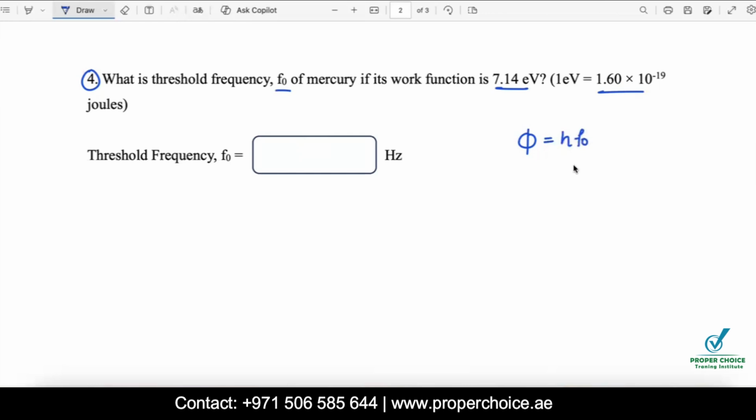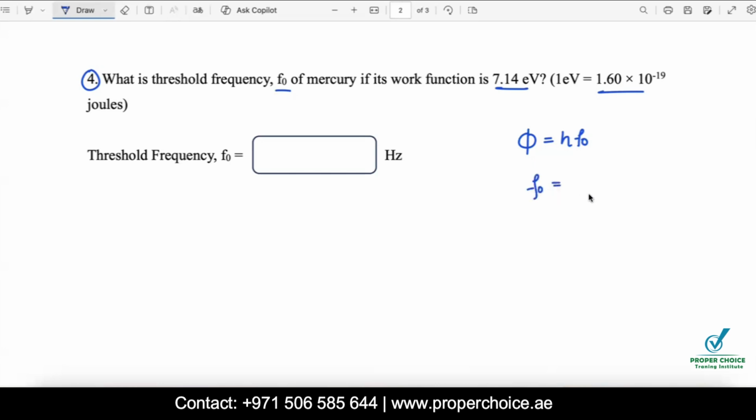Threshold frequency is again the minimum frequency the light falling on the metal surface should have. If the frequency of the light is lesser than the threshold one, the electron will not be ejected, because energy is directly proportional to the frequency. Greater the frequency, higher the value of energy, because h is a constant. So if the work function is given, they're asking you for the minimum frequency. Minimum frequency or threshold frequency means the same.